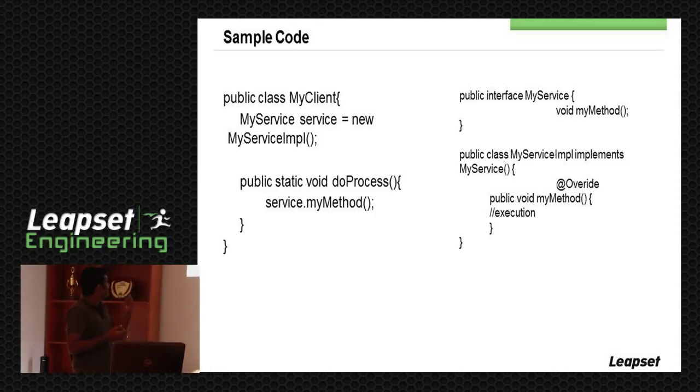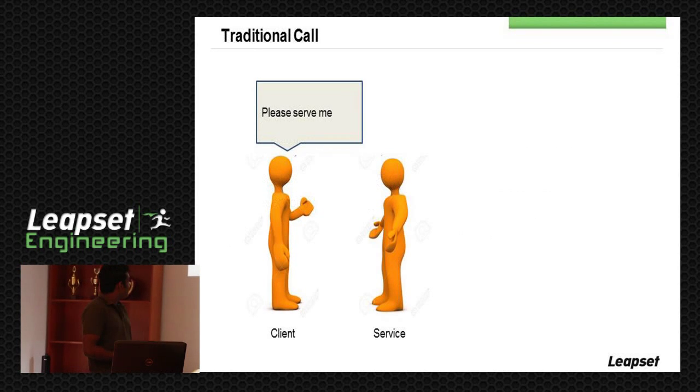But in this case we are directly coupling the implementation with the client side. There is a client and a service. The service will be there, but the client should call the service and get the work done. So what will happen if this service is changed? For example, in the above code I showed MyServiceImpl. There can be another implementation of the same service, MySecondServiceImpl.